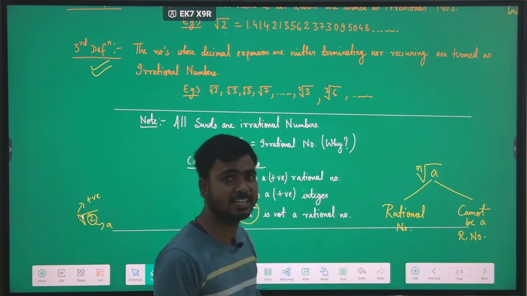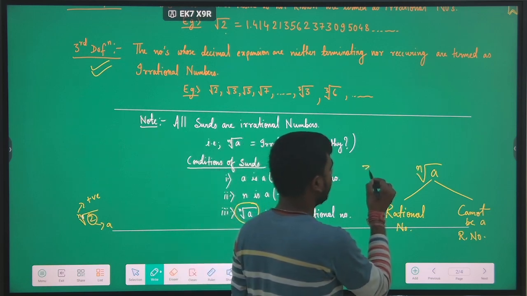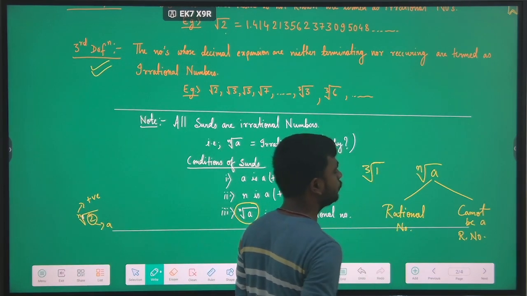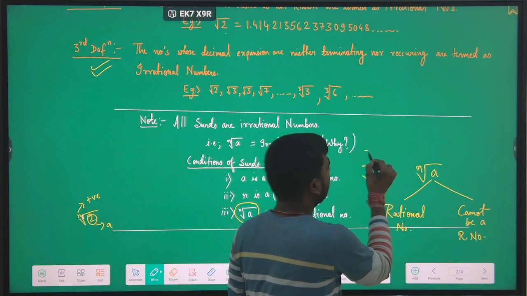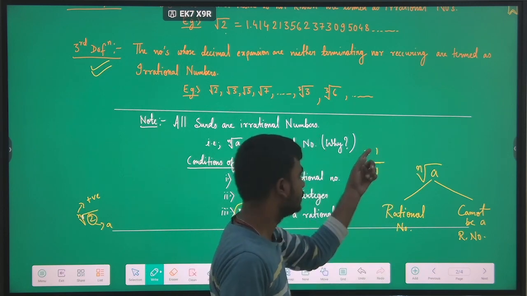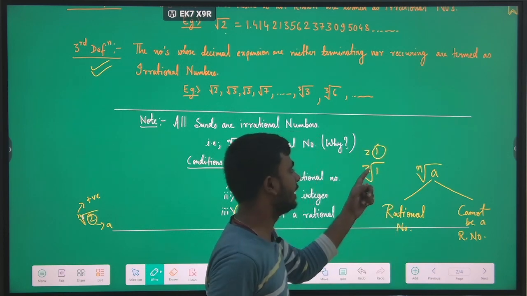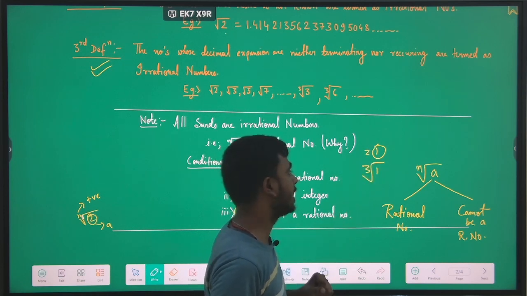When will the nth root of a be a rational number? Let us suppose we are finding the cube root of 1. What will be the cube root of 1? This will be 1, so this is a rational number. So the nth root of a is sometimes a rational number.